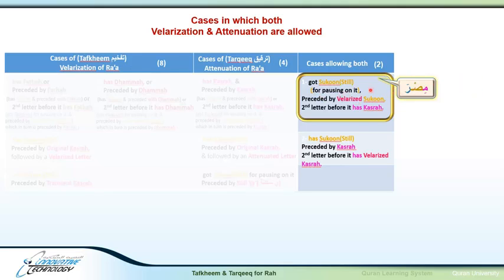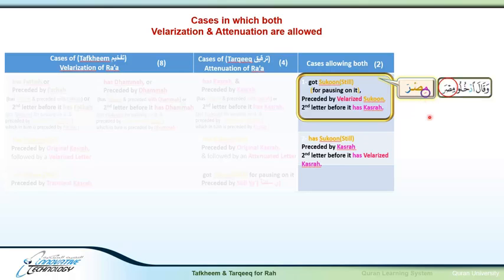So it's an acquired sukoon, not natural one, preceded by a letter which is velarized having sukoon. The sad is a velarized letter, and the letter before the preceding letter has a kasra. So the second letter before it has a kasra. This meem has a kasra.